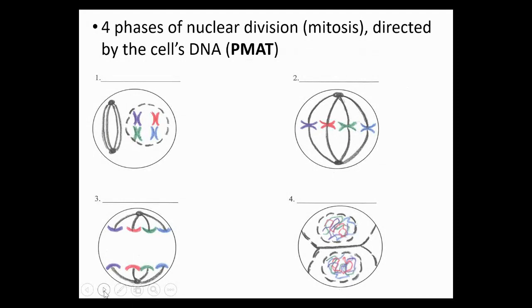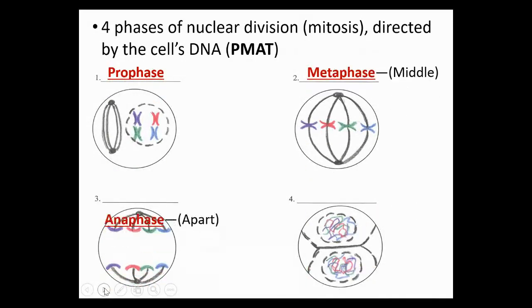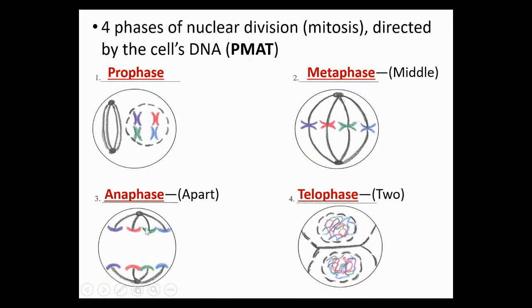The 4 phases of nuclear division in mitosis are abbreviated as PMAT. So we have prophase, metaphase, anaphase, and telophase. In prophase, the nuclear membrane is disappearing and the spindle fibers are formed. In metaphase, the chromosomes line up in the middle. In anaphase, the chromatids are pulled apart, and we have the chromatids on each side of the cell. In telophase, the 2 new nuclei are forming.